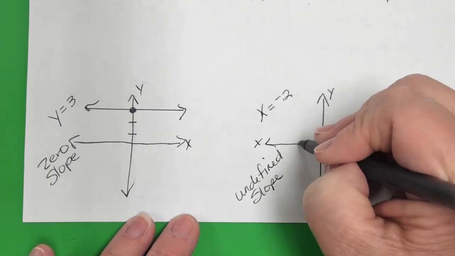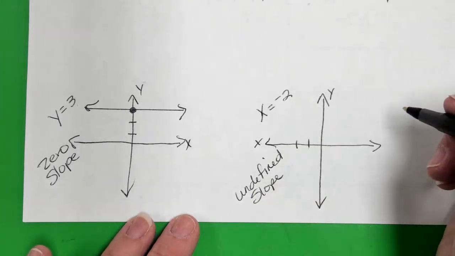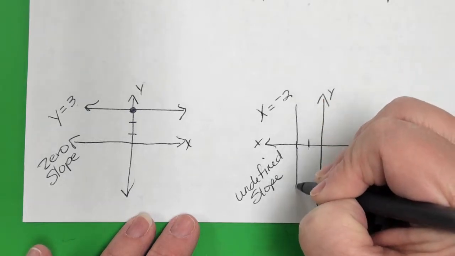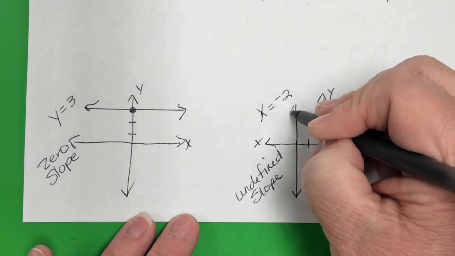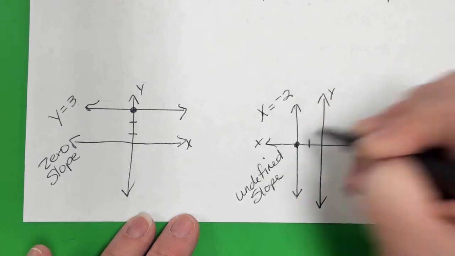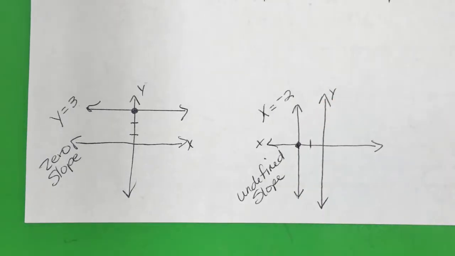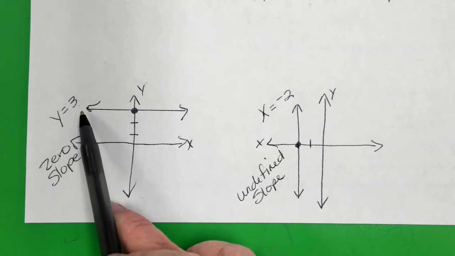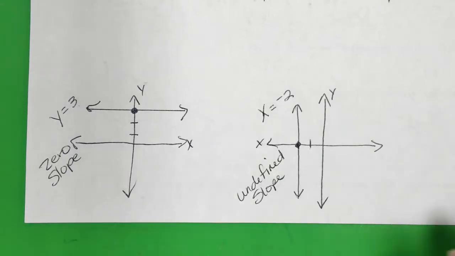So if we go to -2 on our coordinate plane on the x-axis and draw a vertical line. This is when we have a line that represents an undefined slope, and it's going to always say x equals a number by itself. When it's a 0 slope, it's going to say y equals a number by itself.